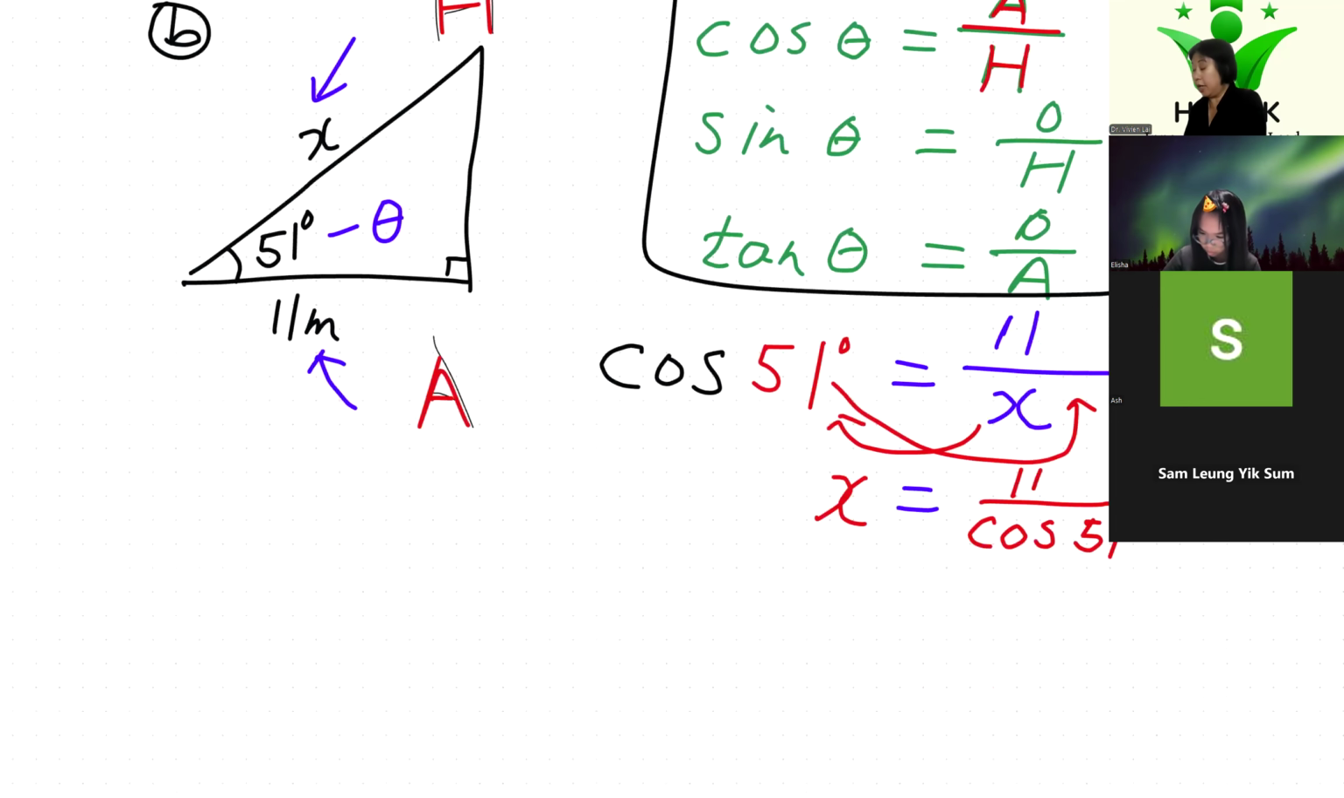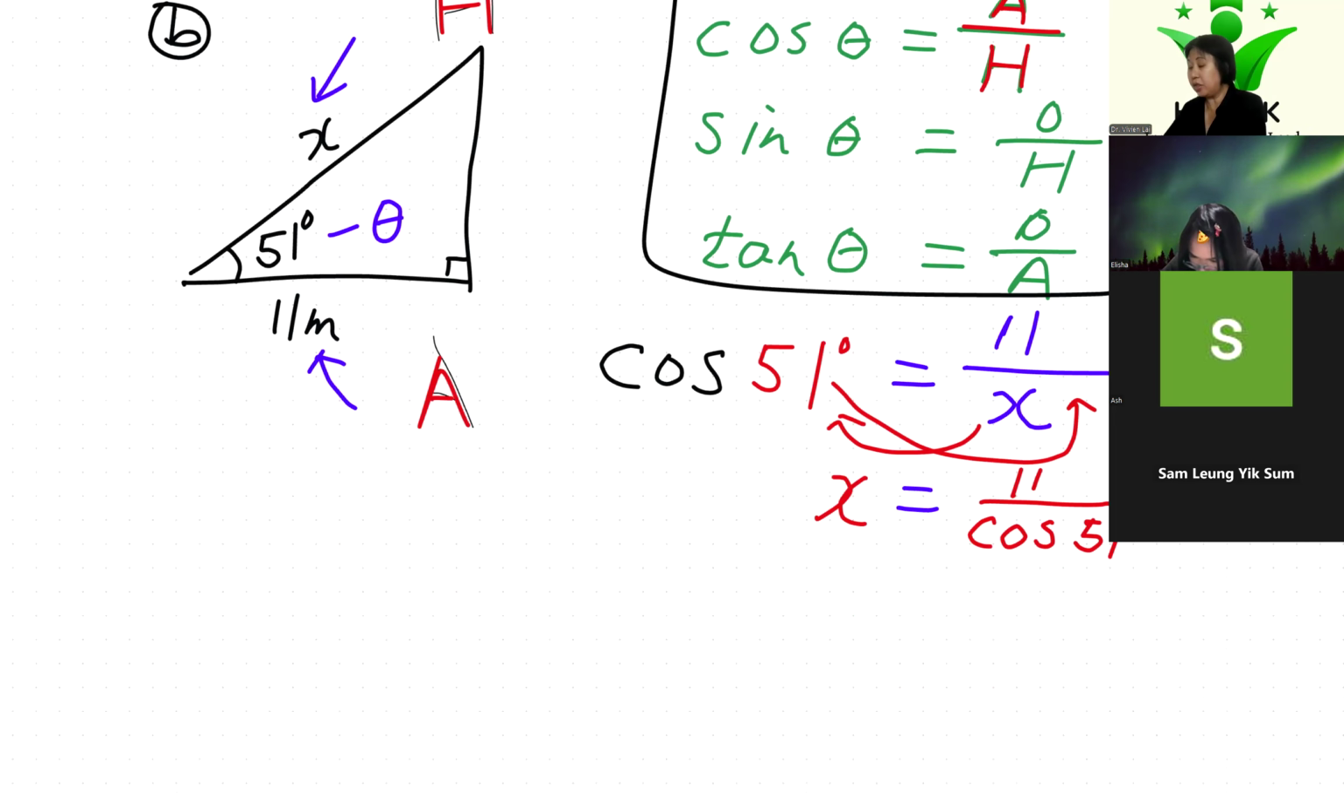Okay, I will send it to you again. I will press and send the video to you again until you get it. Okay, again, we have sine, cosine, tangent. And this question is 11 over cosine 51, question B.